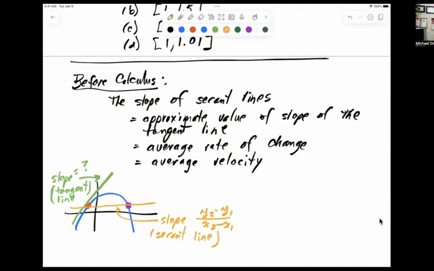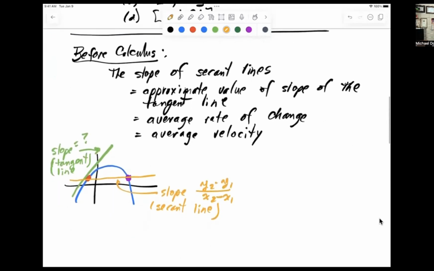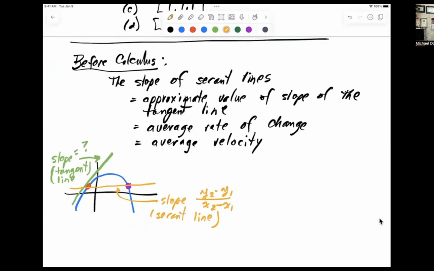So the tangent line is the green line. We only have 1 point. The secant line is the one where we have the 2 points, the orange gold color line here. Before calculus, we could compute the slope of the secant line because we had 2 points. And that's equal to the approximate value of the slope of the tangent line. It can also be talked about as the average rate of change or the average velocity.